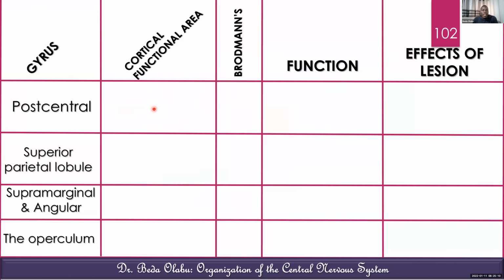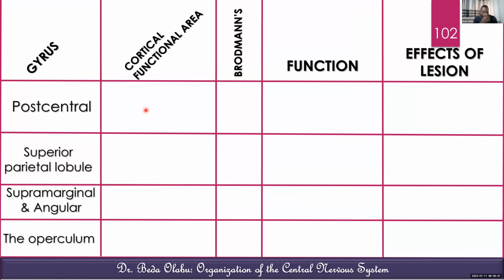So let's fill in the gap for the gyri in the parietal lobe. We will start with the post-central gyrus.